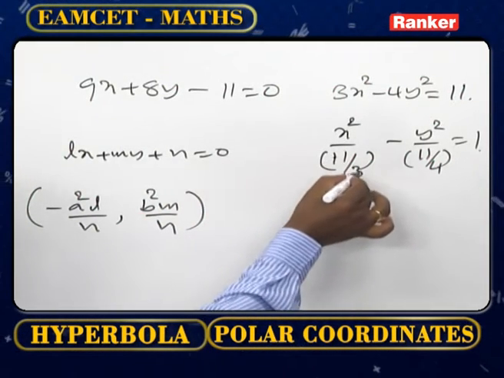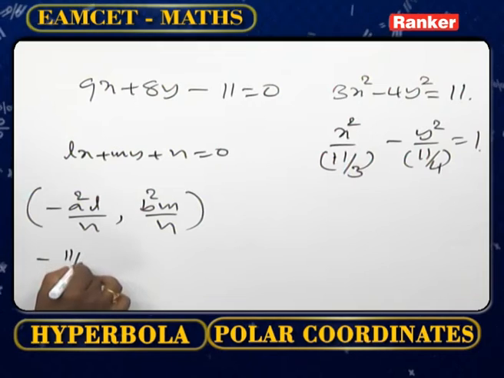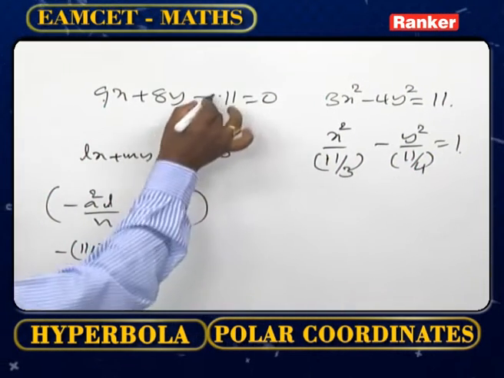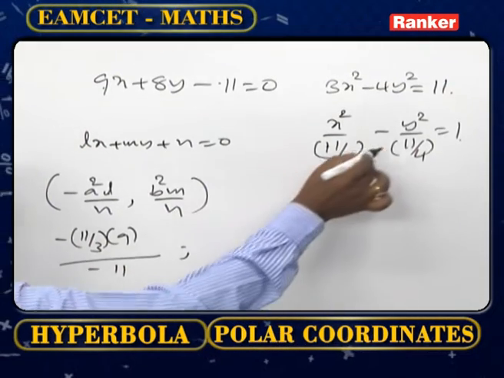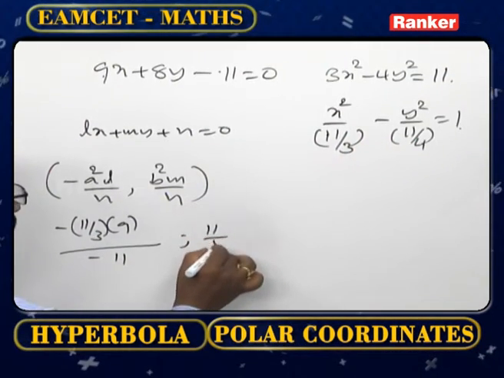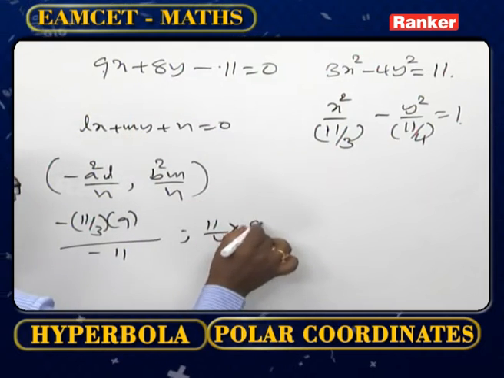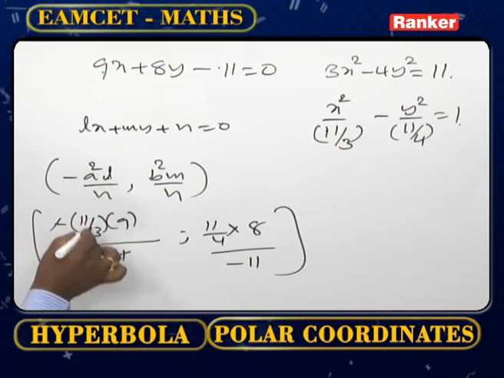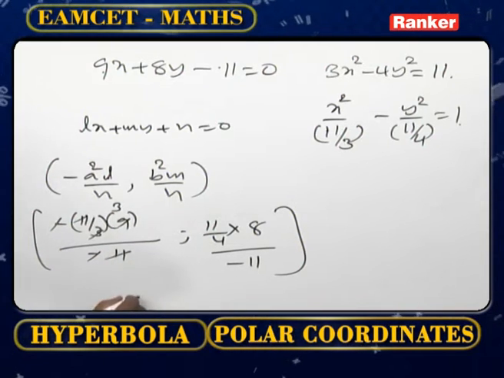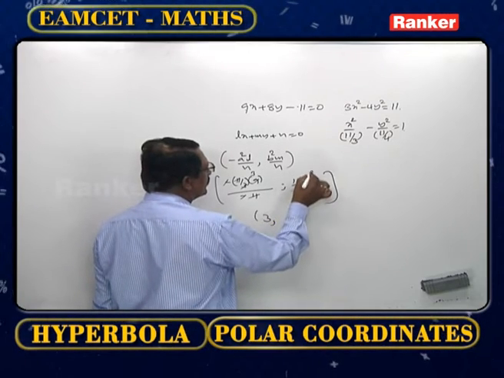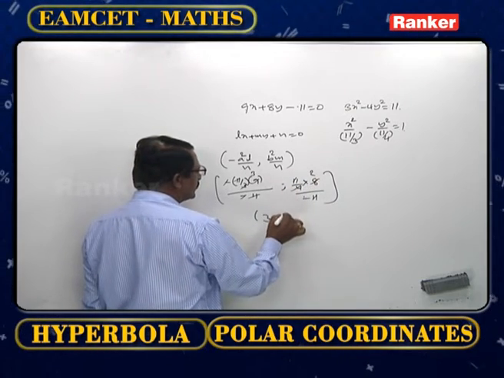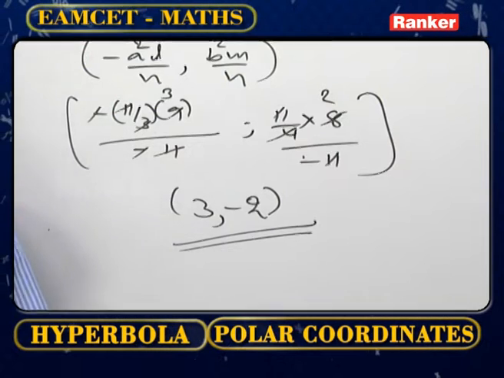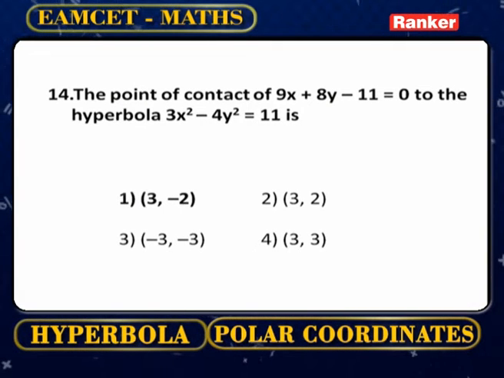Now here a² = 11/3, so −(11/3) times l, which is 9, over n, which is −11; b² = 11/4, times m, which is 8, over −11. The minus signs cancel, 11 cancels, and 3 cancels, giving x coordinate 3; for y, the 4 cancels, 11 cancels, with a minus sign, giving −2. So (3, −2) is the required point of contact. The first option is the correct one.